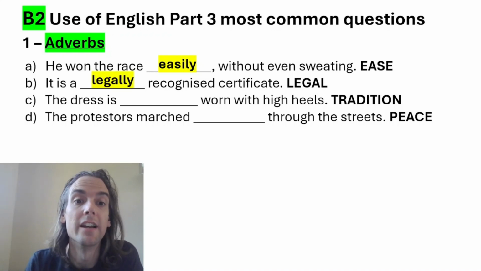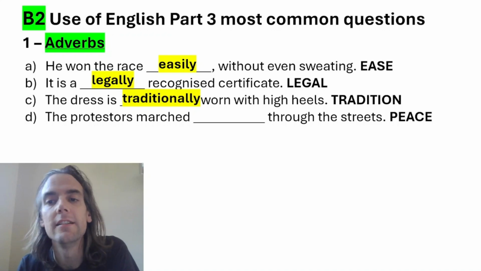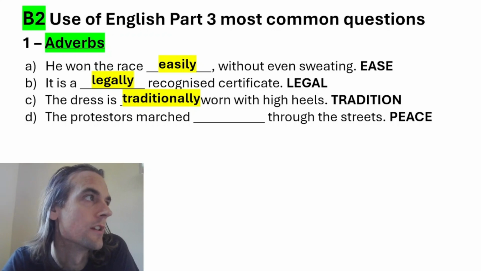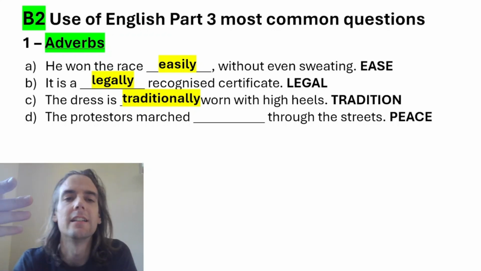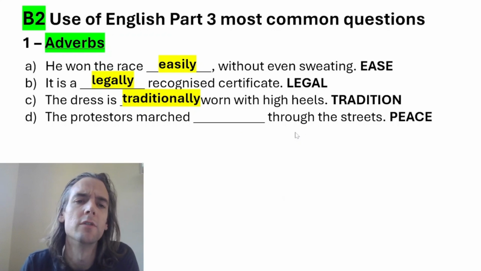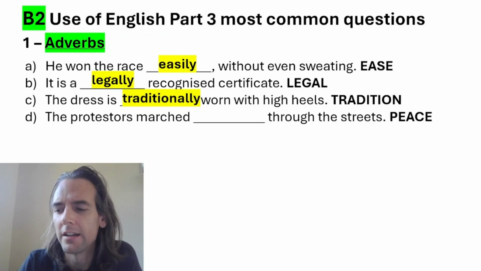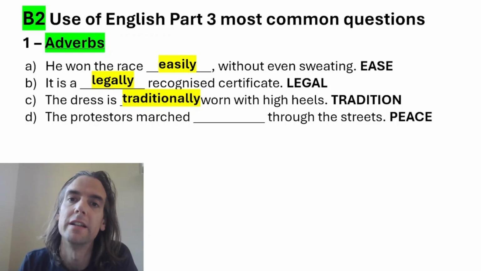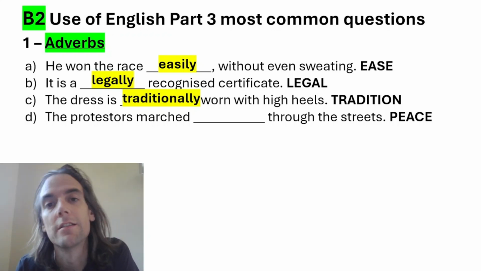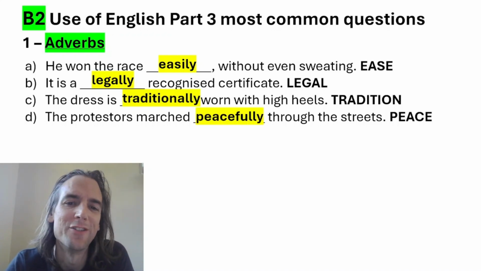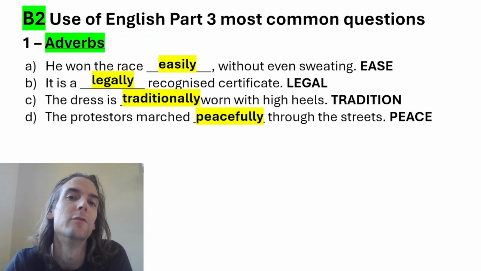Legally, you need to double the L. Traditionally, with A-double-L-Y. And we also have words like automatically, magically, that follow that pattern as well with A-double-L-Y. And the last one, the most difficult one, how do we make adverbs? You start with the adjective, then you add ly. So the adjective from peace is peaceful, so the adverb must be peacefully. Thank you to Lauda, my B2 student, for actually making that question for me when we did it in class together. That was a really good one.